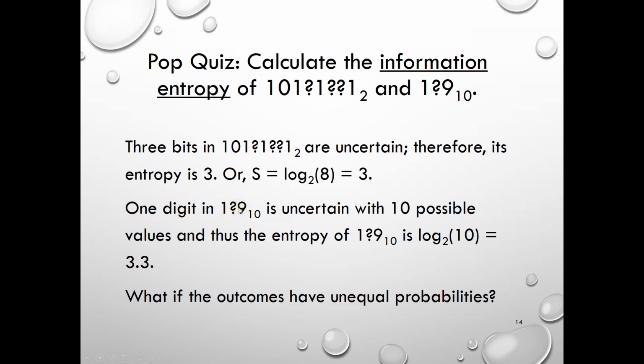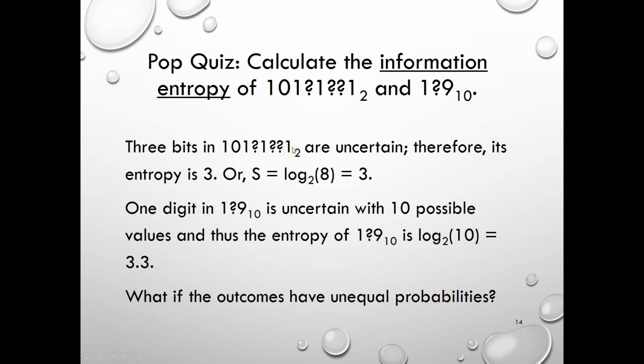Over here in this decimal number, we have one uncertain digit. This question mark can be 0, 1, 2, all the way to 9. There are 10 possible values. Therefore, the entropy of this number is the logarithm of 10, which is 3.3. The entropy of this decimal number is higher than the entropy of this binary number.